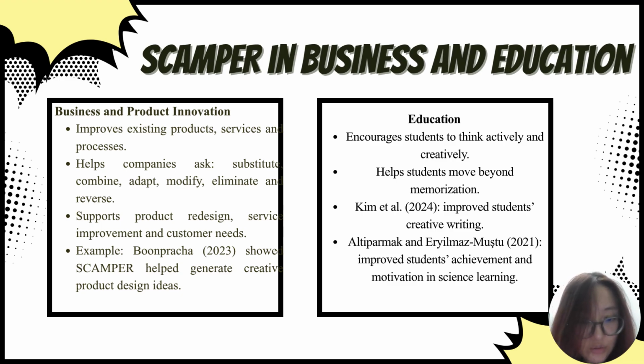Third, SCAMPER is useful in engineering and technology. In this field, innovation must consider real limitations such as cost, safety, materials, and performance. SCAMPER helps engineers improve existing systems in a structured way. For example, engineers may substitute lighter materials, combine two functions, eliminate unnecessary parts, or modify a design to make it safer and more efficient.